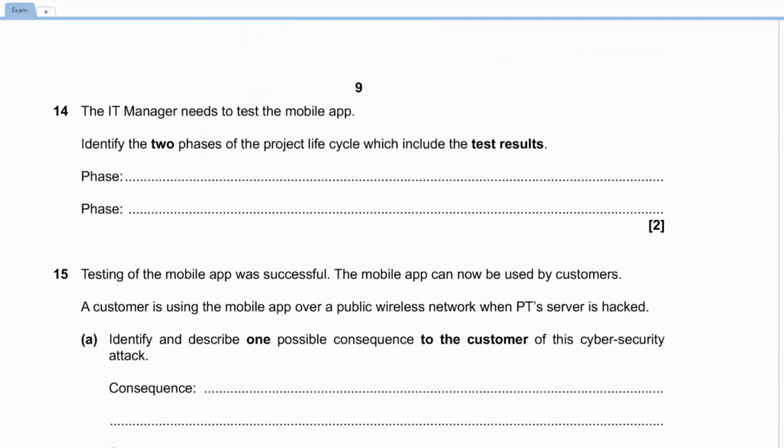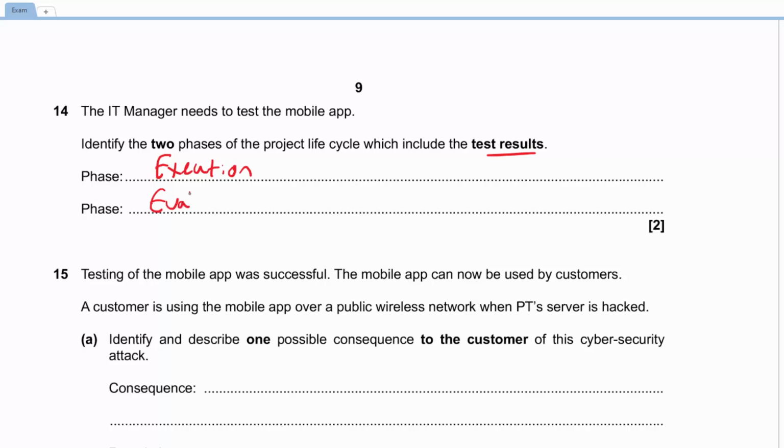We're told now the IT manager needs to test this app, maybe using the criteria we just wrote. And we need to identify 2 phases of the life cycle which include the test results. We said right at the start the testing is done during execution, after we've made our app, of course, but also it's an output from execution with test results, therefore it will be used as an input in evaluation, right?